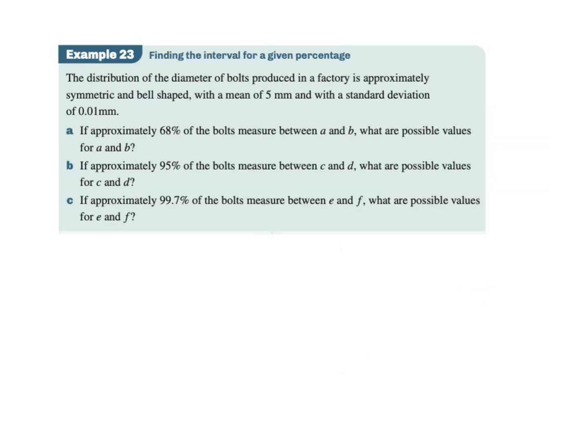Okay, the distribution of diameter of bolts produced by a factory is approximately symmetric and bell-shaped. So there it gives it away to the question that I must be using the mean and the standard deviation, and I'm going to be using that 68, 95, 99.7 rule, okay? It's a giveaway, and it's a giveaway next year as well, okay? So with a mean of 5 and a standard deviation of 0.01 millimeters, they're going to ask me a whole heap of questions on it.